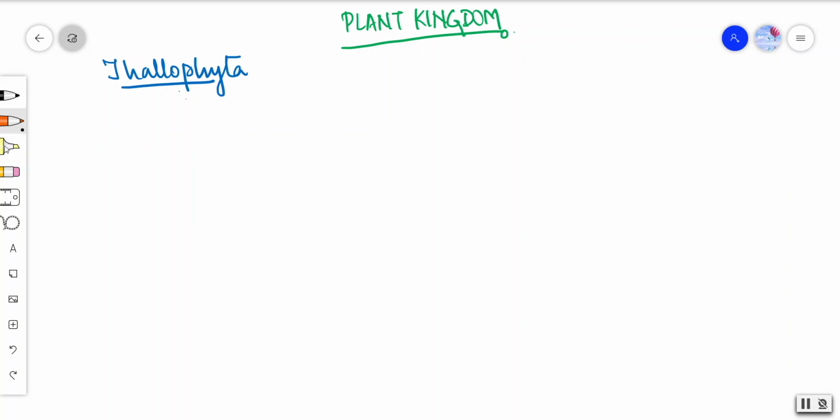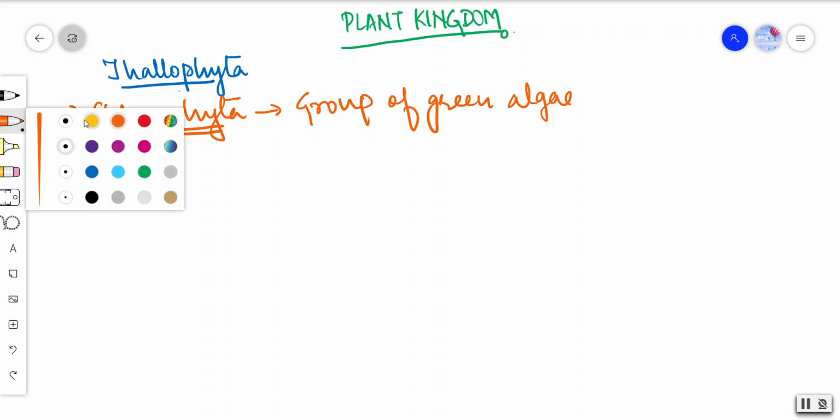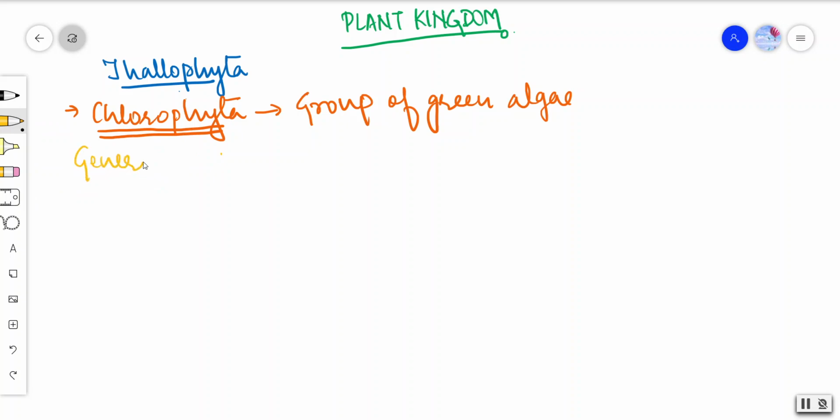Chlorophyta is a group of green algae. I'm writing with an orange pen, with green algae. Okay, so Chlorophyta, just a humor, nothing else. Ignore if you didn't get it. Chlorophyta is a group of green algae. So let's get started with its general characters or general features.